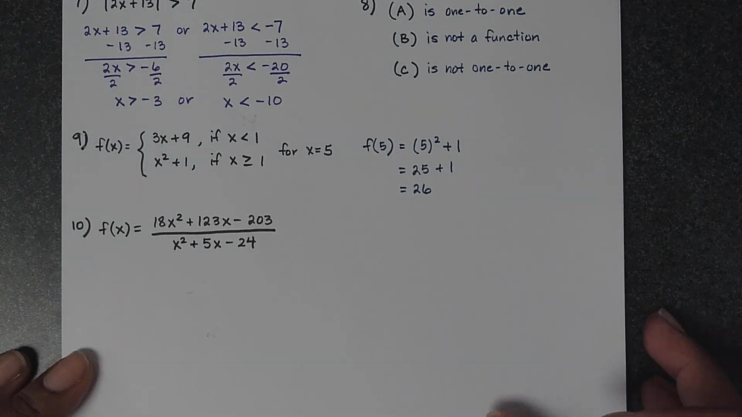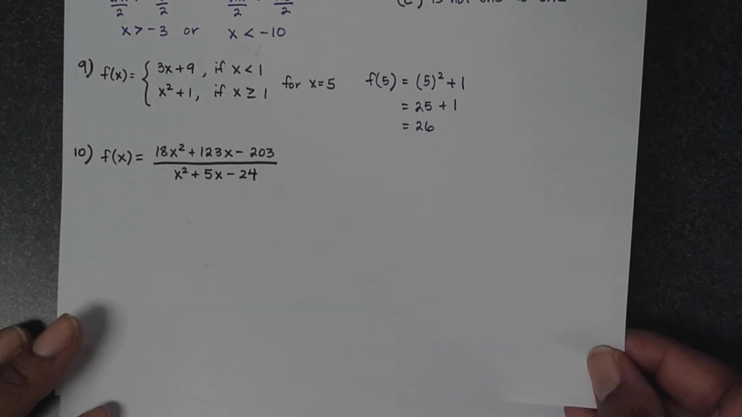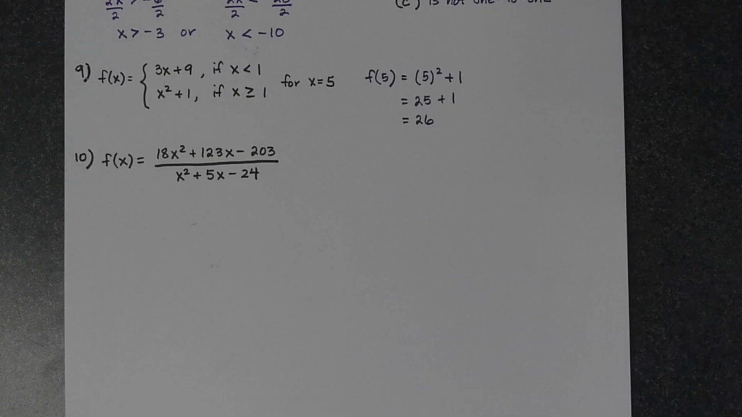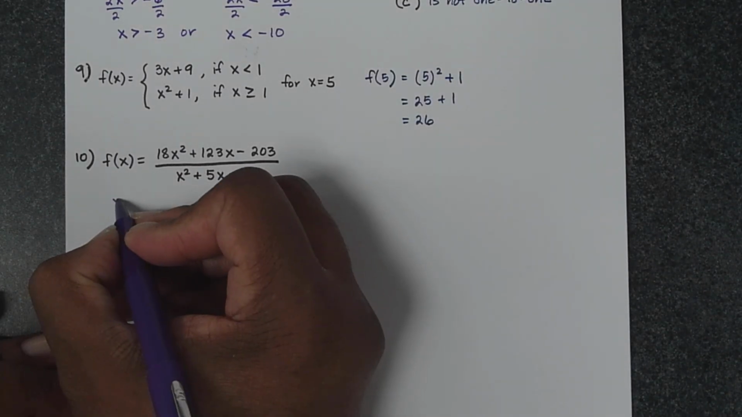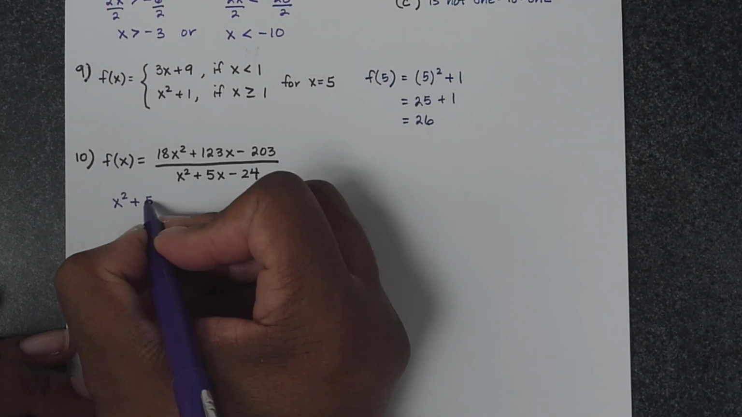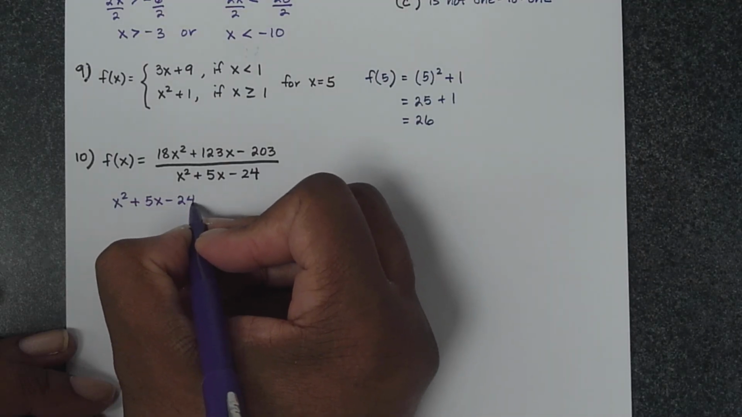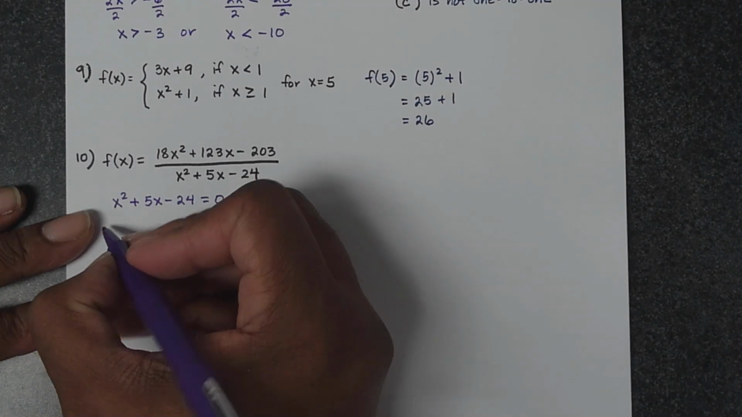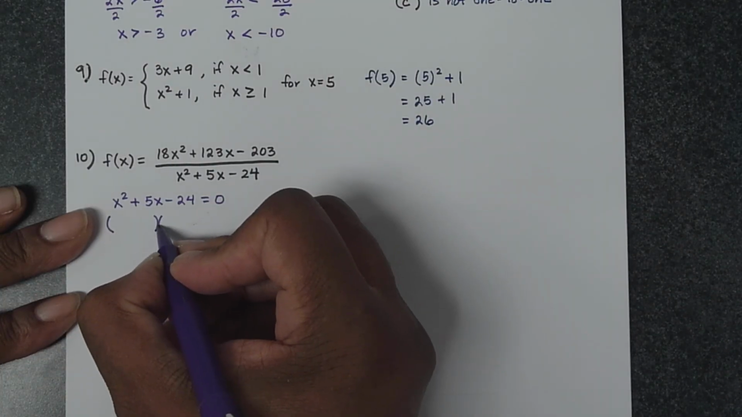That means we need to find out what values of x would give us a 0 in this denominator, since it's a rational function. So in this case here, I'm going to take that x squared plus 5x minus 24 and set that equal to 0 because I want to find out what values of x would give me 0 in this denominator. Well, I got a quadratic equation, so I need to factor the left-hand side into two binomials.